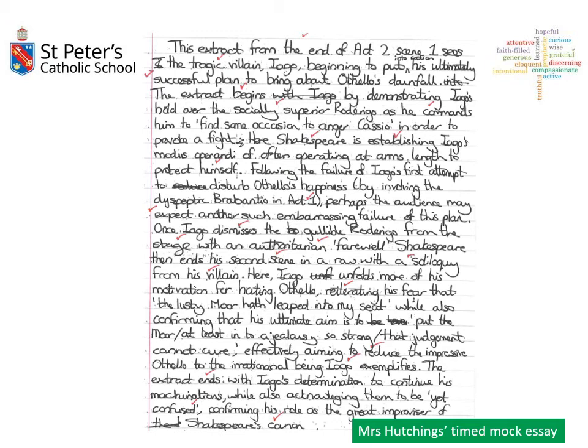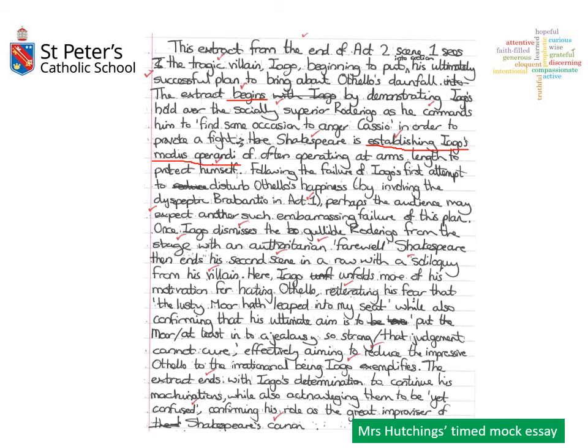So this extract from the end of Act 2, Scene 1 sees the tragic villain. So I actually haven't done brilliantly there because I've not done as well as I could have done in contextualising exactly where it is. So right from the start, you can spot where things could be done better. The extract begins with Iago, so I'm starting with the structure by demonstrating Iago's hold over the socially superior Rodrigo as he commands him to find some occasion to anger Cassio in order to provoke a fight. Here Shakespeare is establishing Iago's modus operandi. So here I'm explaining why this is significant.